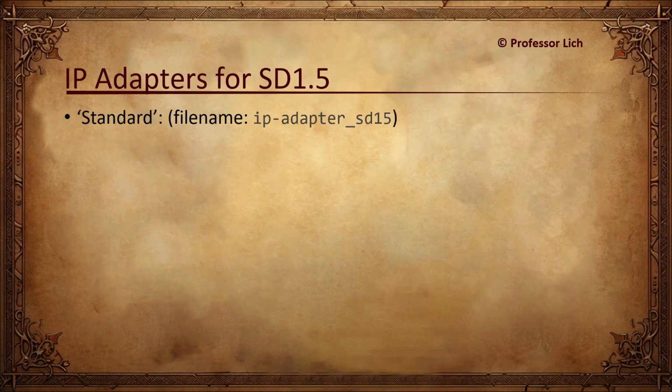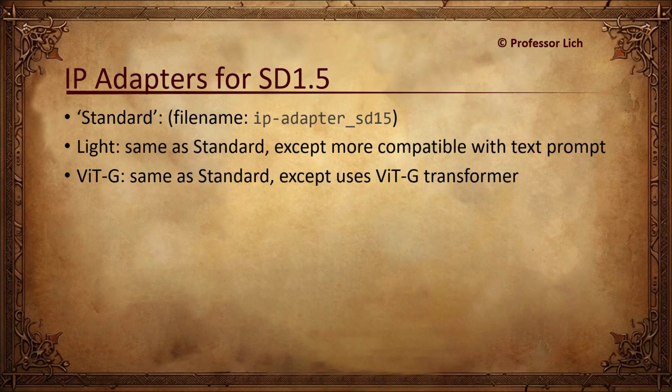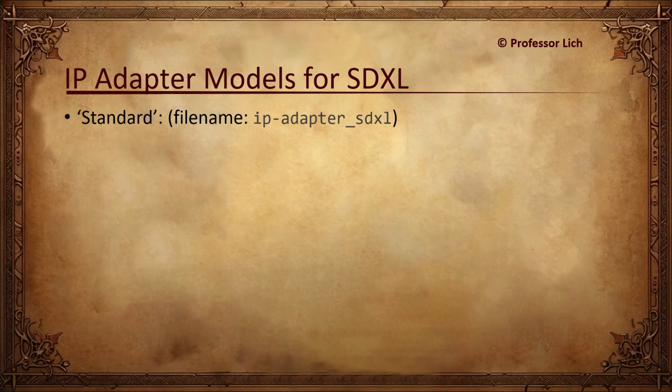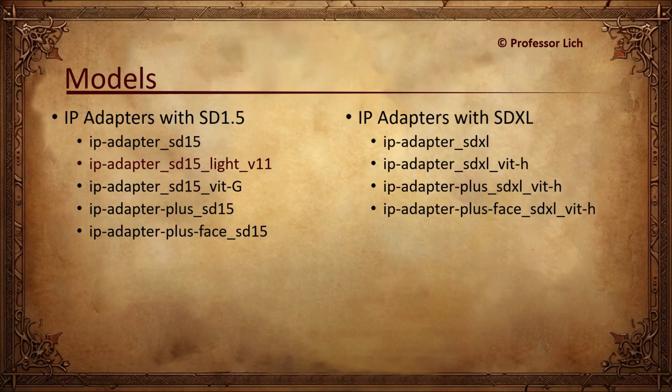For models that are for use with Stable Diffusion 1.5, we have a standard one. We have Light, same as standard, more compatible with text prompt. With G version uses with G transformer, Plus, closer to the reference image than standard, and then Plus Face, uses a cropped image as condition. For SDXL, same pattern. We have a standard, with H, uses with H transformer, Plus Face. I have excluded Face ID models from this video, just for the time being. They're a little bit more involved, and I have also excluded community-based models, so there is no full face, there is no composition and all the other models that are out there that you can in fact download.